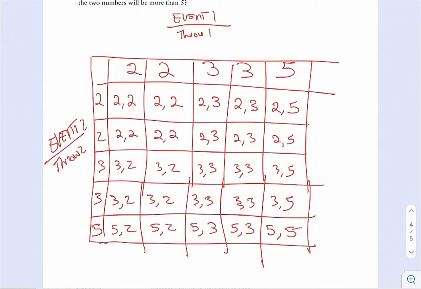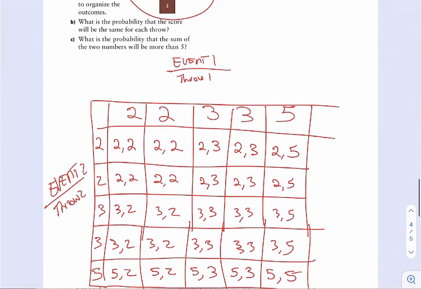Okay, so there's our table. So these are all the possible combinations. So there's 25 of those total. 5 in event 1, 5 in event 2.